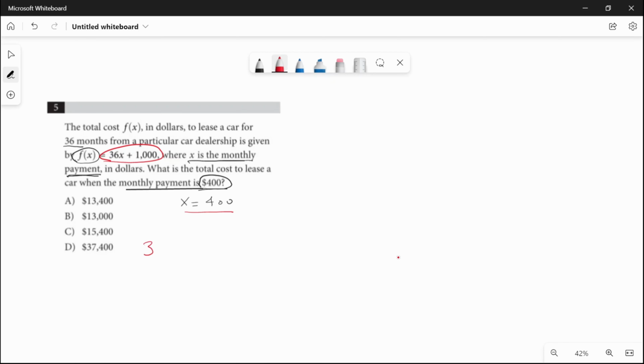So the answer will be 36 multiplied by 400 plus 1000. 36 multiplied by 400 will be equal to 14,400, plus 1000 will equal 15,400, which is answer C.